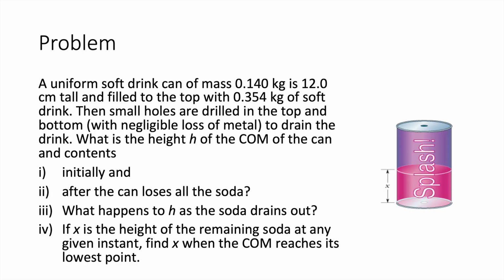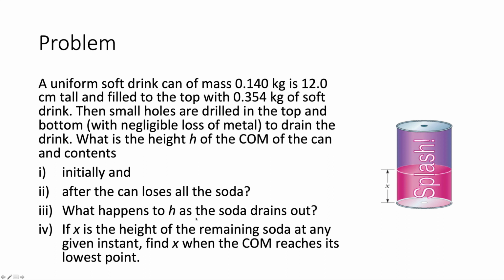A uniform soft drink can of mass 0.140 kilograms is 12.0 centimeters tall and filled to the top with 0.354 kilograms of soft drink. Then small holes are drilled in the top and the bottom with negligible loss of metal to drain the drink. So we need a hole in the top to let the air in so that it can drain out smoothly. What is the height h of the center of mass of the can and the contents? Part 1 initially, and then after the can loses all the soda.